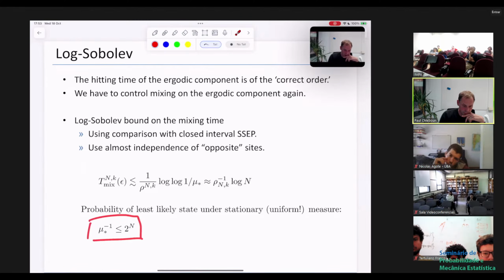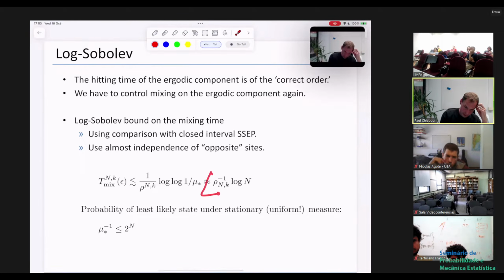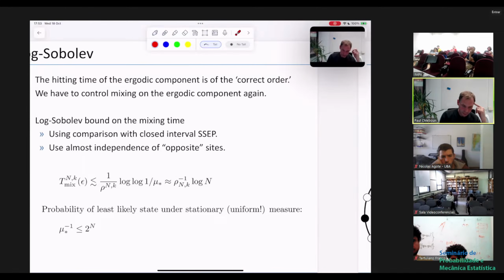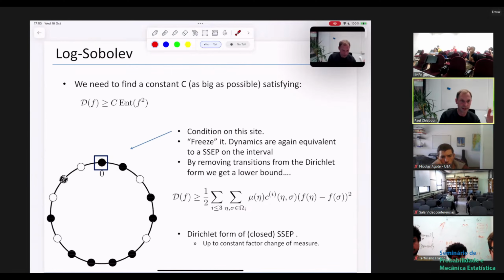For us, the reversible measure is just uniform, so the mu star here is just 2 to the n. So we pick up a log from the standard bound on mixing time in terms of log Sobolev, but we just have to control the log Sobolev constant. And the way we do it is conditioning. First, condition on the occupation of site 0, and then freeze it, and look at the dynamics with site 0 frozen.